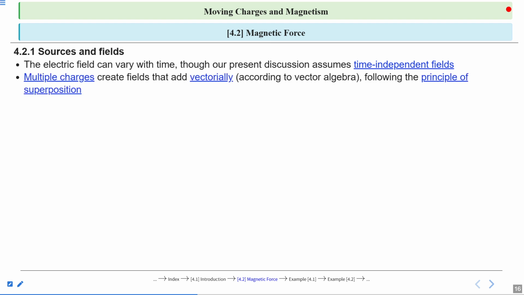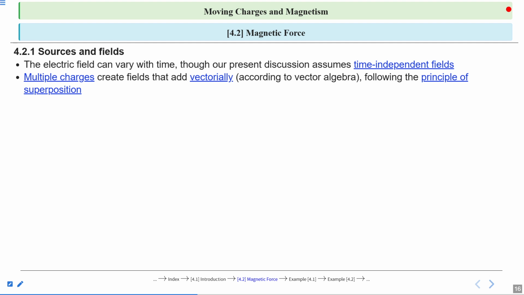Multiple charges create fields that add vectorially according to vector algebra. So we have discussed the principle of superposition, according to which multiple charges can create the fields at a point. We can find the force on a charge due to a number of charges around it. We can find the electric field at a point due to a number of charges around it, according to the principle of superposition. Multiple charges create fields that add vectorially, that is according to vector algebra, because the electric field is a vector.